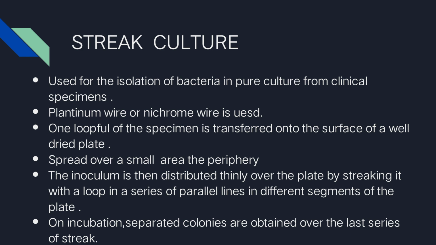Streak culture. It is used for the isolation of bacteria in pure culture from clinical specimens. Platinum wire or nichrome wire is used. One loopful of the specimen is transferred onto the surface of a well-dried plate and spread over a small area at the periphery. The inoculum is then distributed thinly over the plate by streaking it with a loop in a series of parallel lines in different segments of the plate. On incubation, separated colonies are obtained over the last series of streaks.